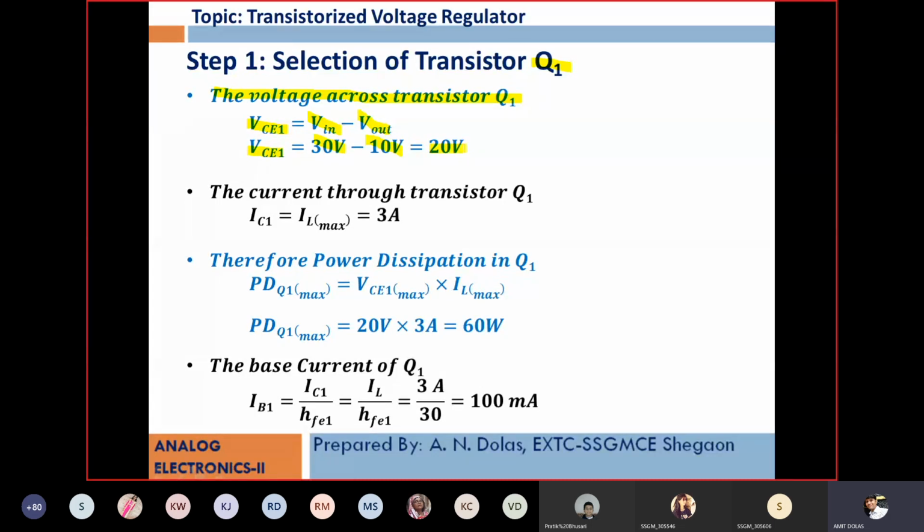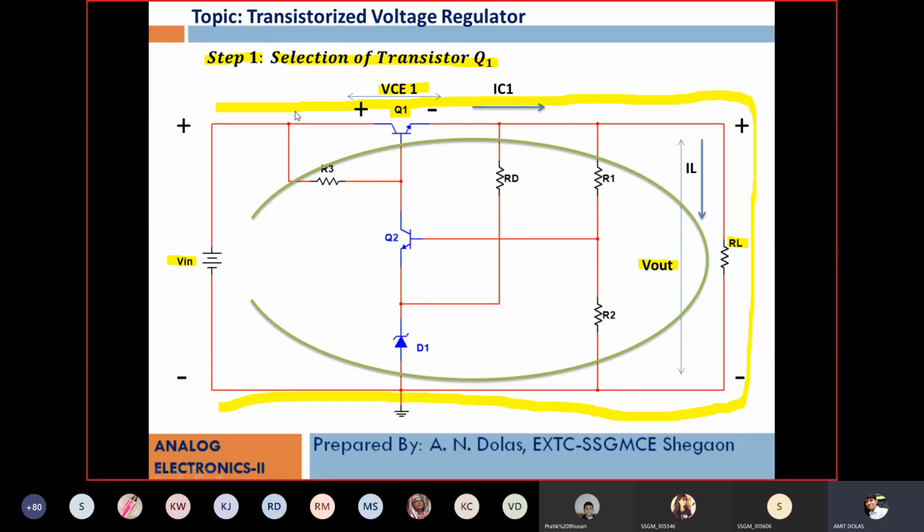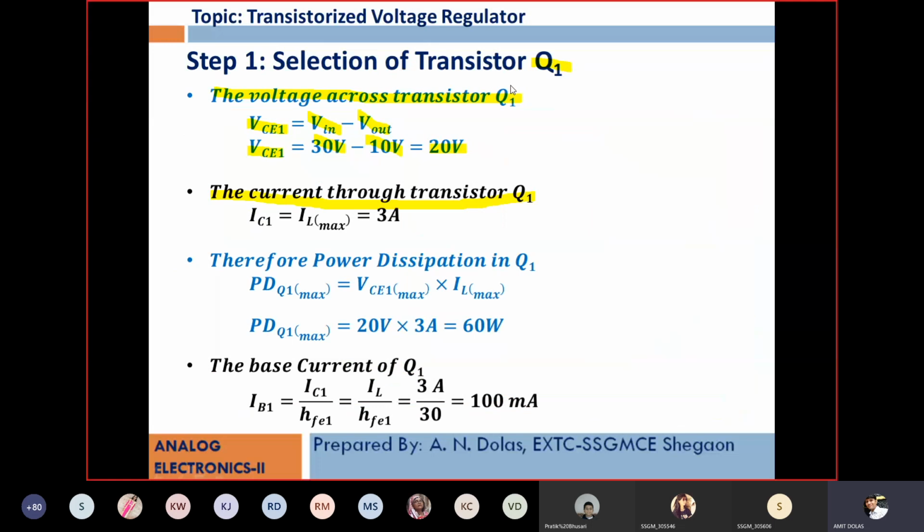The drop across the transistor will not be more than 20 volt. Then the current through the transistor Q1: as we know from the circuit, the current passing through the load IL is nothing but the current passing into the transistor in the form of collector current IC1. Therefore, we choose IC1 as IL maximum, and that is given in the problem statement, 3 ampere.